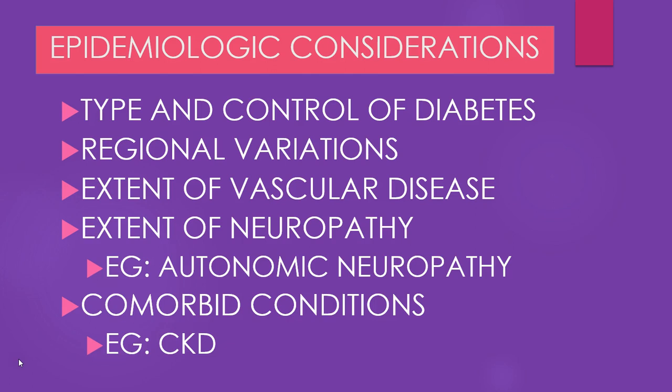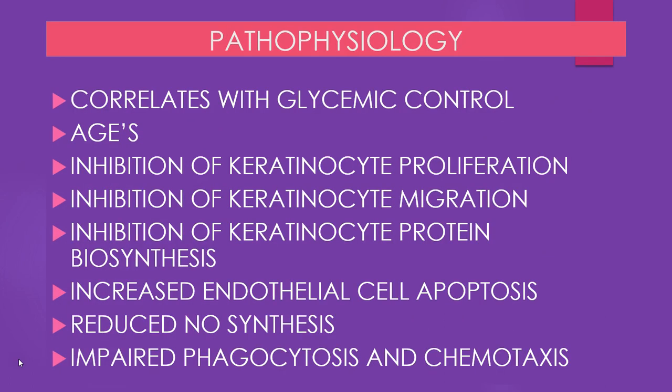And then other comorbid conditions, for example, congestive heart failure and edema, or the patient with chronic kidney disease. These are comorbid conditions that also are going to play a role in modifying the nature and extent of the pathology that we see in these patients. The pathophysiology, as you would imagine, with regard to diabetic skin, correlates with the extent of glycemic control. We have the effects of advanced glycosylation end products on skin proteins and other proteins. We have inhibition of keratinocyte proliferation and migration and protein production, and as a result, you have significant pathology developing in that skin.